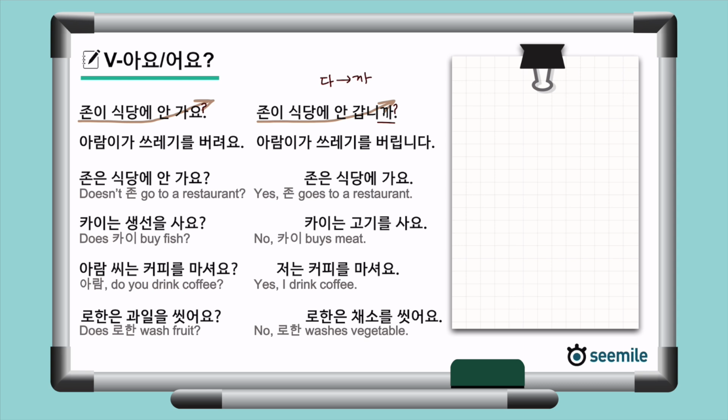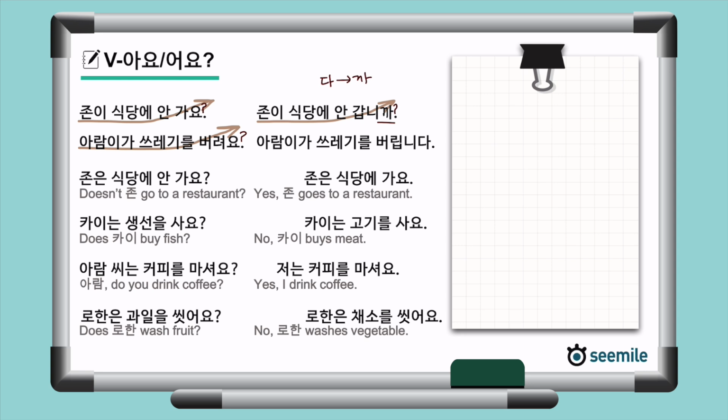Let's take on another example. Do you remember how to say 아람 throws out the trash? Yes, 아람이가 쓰레기를 버려요. Or 아람이가 쓰레기를 버립니다. Then how can you change these two versions into their interrogative forms? As for the informal expression, just insert a rising tone at the end of the sentence. 아람이가 쓰레기를 버려요?